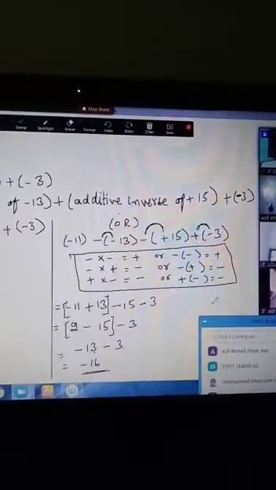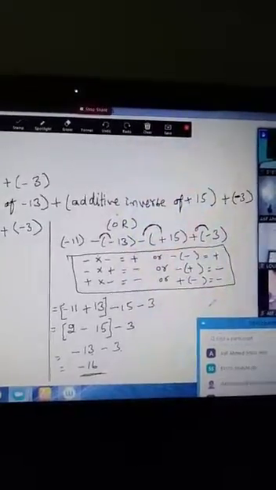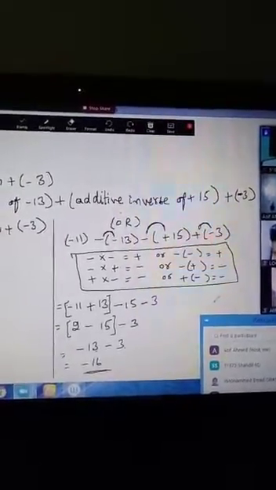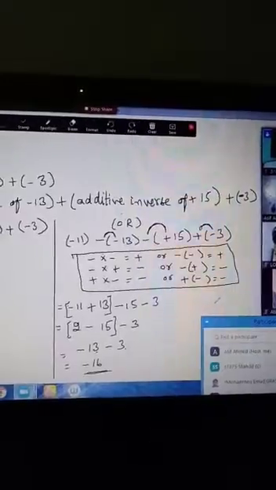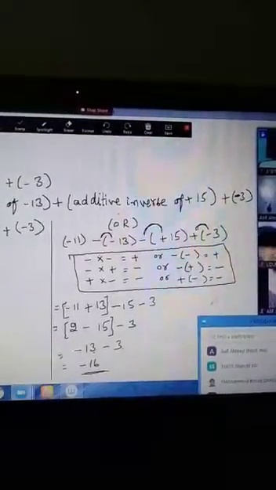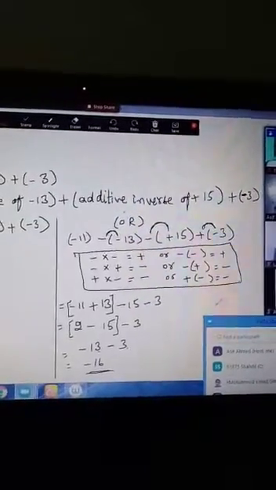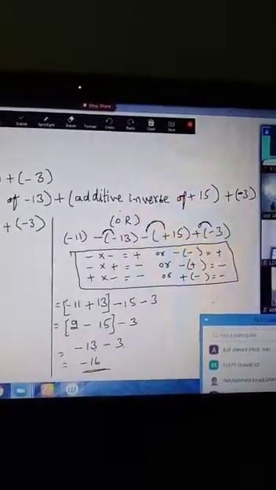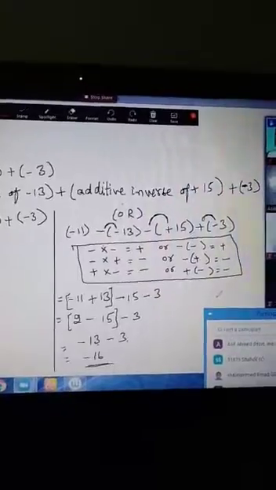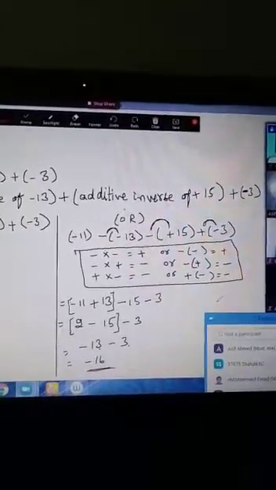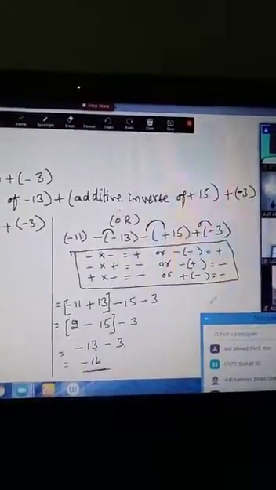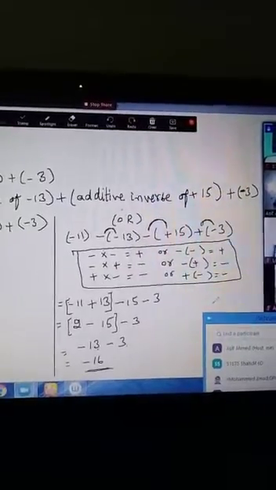2 minus 15. 2 is positive, 15 is negative. We must subtract. Which sign should we write? The bigger number's sign. Bigger is 15. 15 is negative, so write the negative sign. And the smaller we must subtract from the big number. 15 minus 2 is 13. Then minus 3 as it is. Both are negative. Minus 13 minus 3 becomes minus 16. Write the minus sign and add: 13 plus 3 is 16.